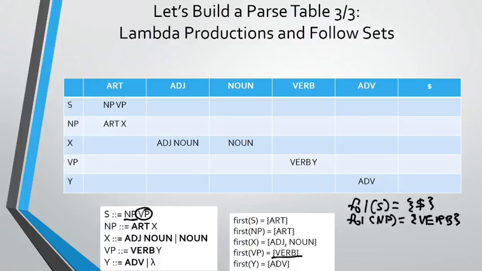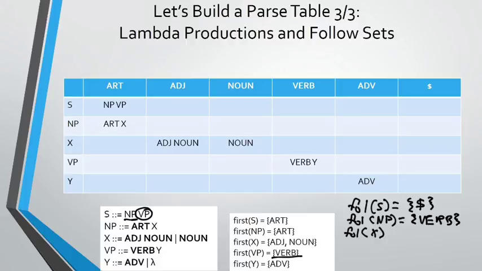Now, that makes sense if you think about it, right? What should come after a noun phrase? A verb. If I've seen a noun phrase on the input and I've successfully pulled those pieces of the noun phrase together, the next thing I expect to see in the input stream, if it is a valid sentence, is a verb phrase. And the first thing I would see in a verb phrase is a verb. So the follow of noun phrase is verb. Or the set containing verb, I should say.